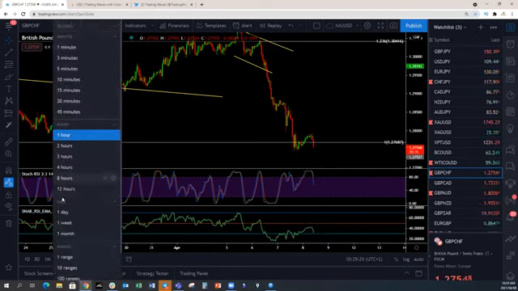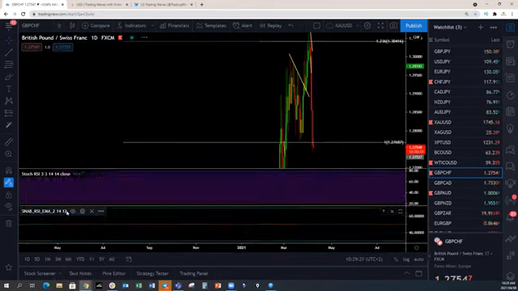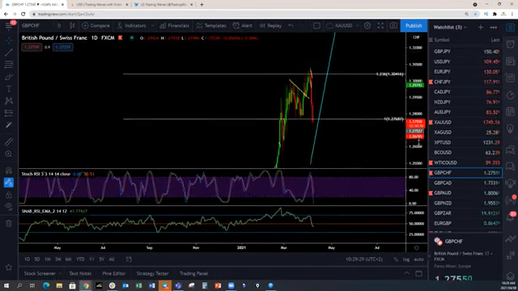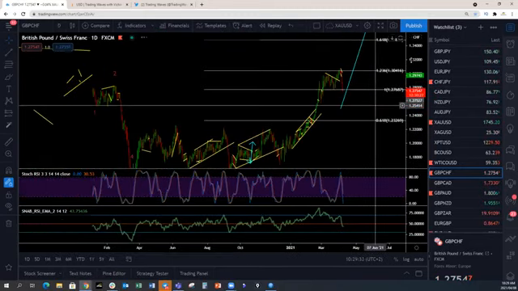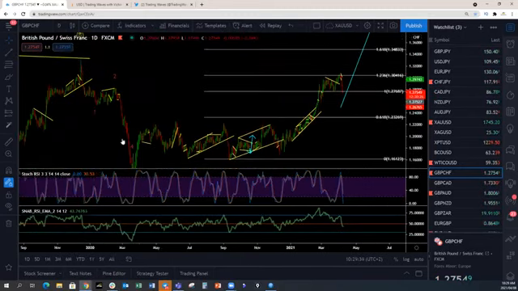Let's go to the higher degree here on pound Swiss. It's already made such a big impulse. Very risky to take it without a decent correction. But the 1 hour correction, you can see it's already giving us an entry here. So we should see this one continue to the downside.